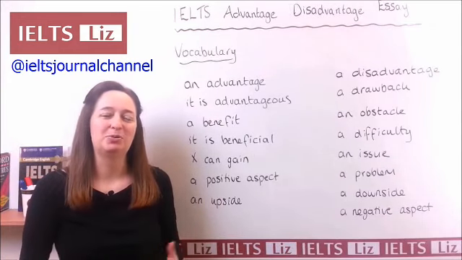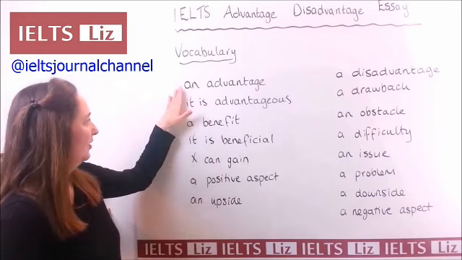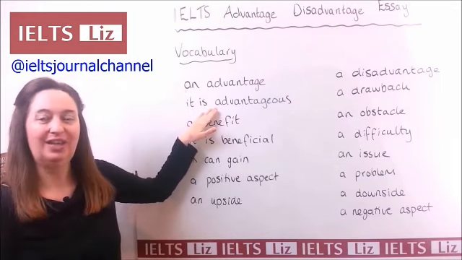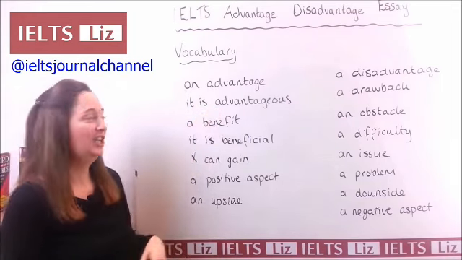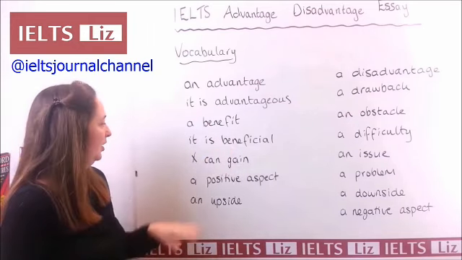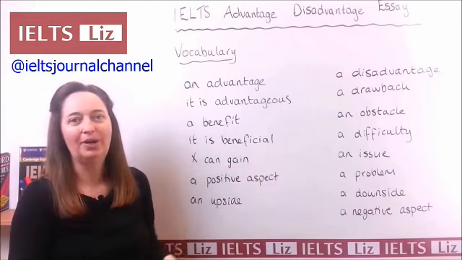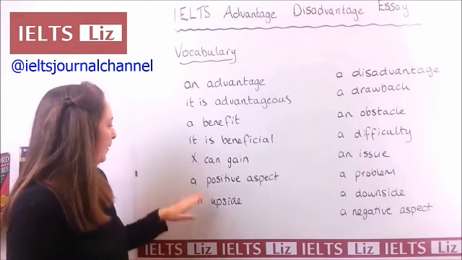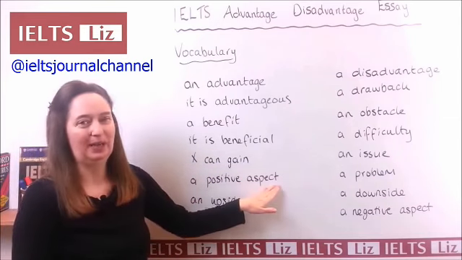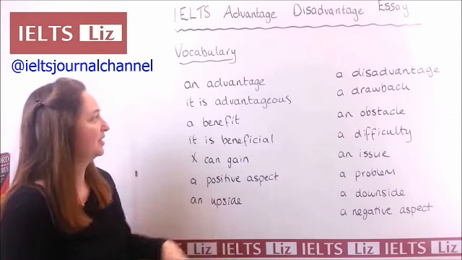Synonyms to be flexible when writing about advantages and disadvantages. So for the advantage, you can change it and give the adjective. So it's advantageous. A benefit can become it is beneficial. You can talk about gaining something. So children can gain experience from working. We can talk about a positive aspect, so a positive aspect of children doing paid work, or an upside.